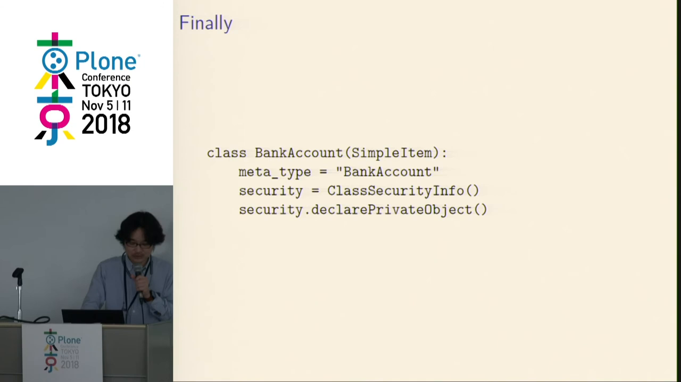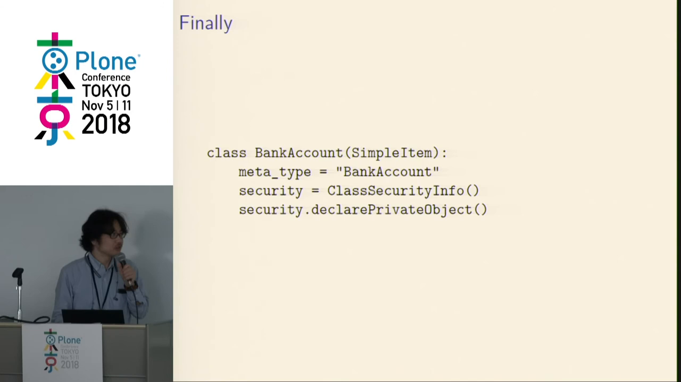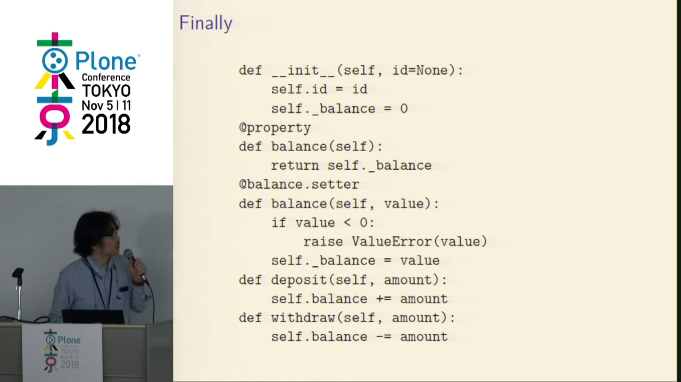This is Zope specific, but the property and method are a simple Python object, a simple Python class.